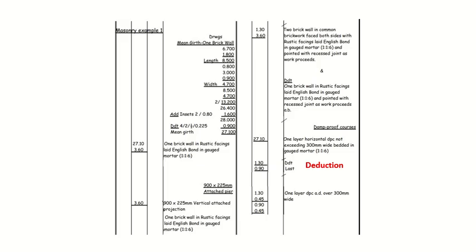So this mean girth is multiplied by the height, and the thickness should be mentioned somewhere in the description. Anyways, clear?